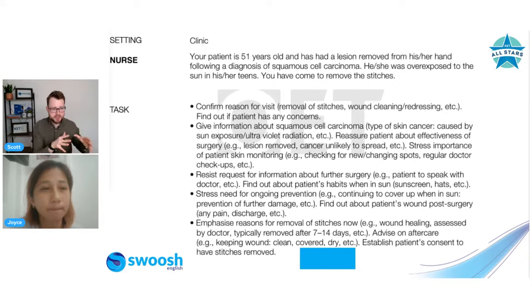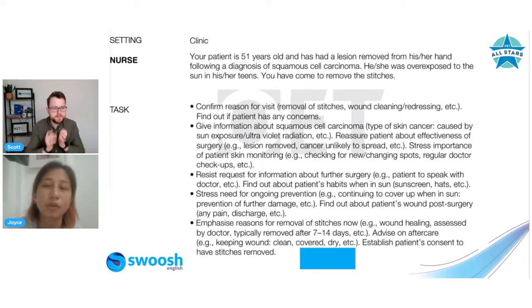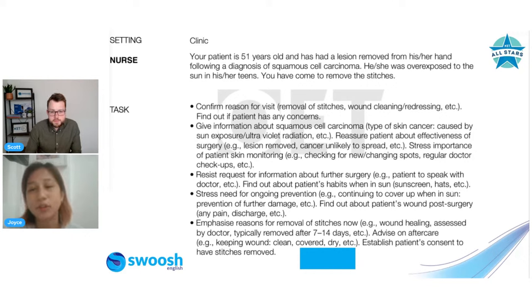Is this a minor skin cancer or is this quite dangerous? At this point, Scott, your cancer is unlikely to spread. So I think it's quite stable right now. But I must highlight to you that it is still important to monitor your skin for any new spots or if there's any change in the appearance of your moles. And lastly, it would be beneficial for you to still have your regular checkups with your doctor.